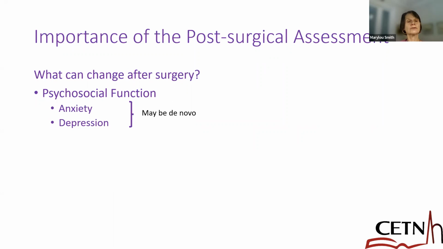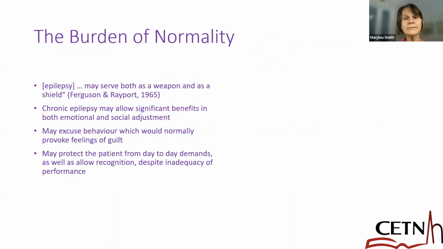Now, what about psychosocial function? Well, anxiety and depression occur in approximately 30% of patients who undergo temporal lobe resections. In some of these patients, they had pre-existing disorders and they reemerged, and in others, they appeared for the first time. They are de novo results. And this brings us also to the concept of what's been called the burden of normality. So quite a few years ago, Ferguson and Rapport identified that epilepsy could serve both as a weapon and as a shield. So it can have both positive and negative effects to the patient.